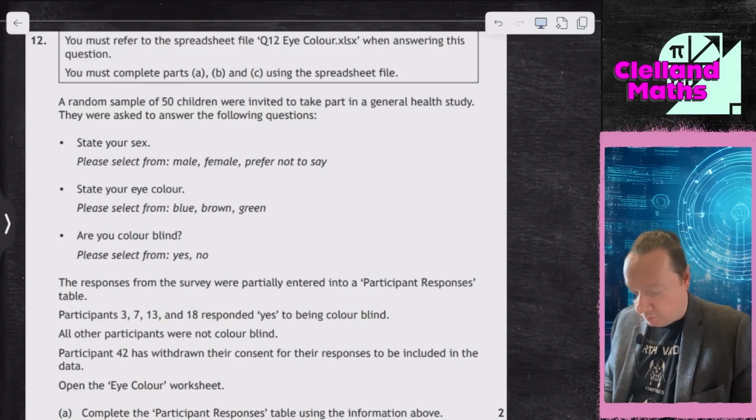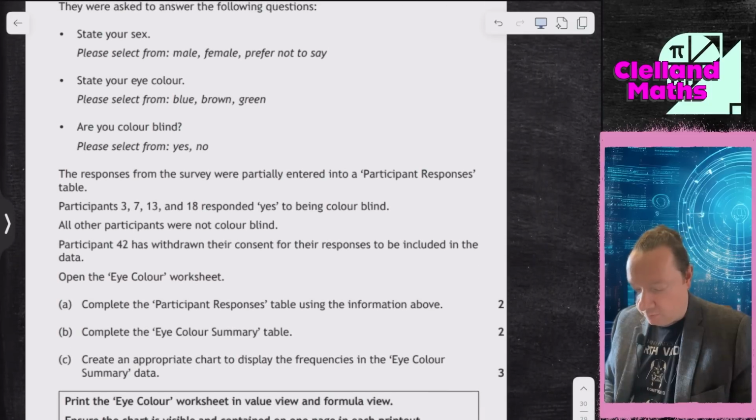The responses from the survey were partially entered into the participant responses table. Participants 3, 7, 13, 18 responded yes to being colourblind. Participant 42 had withdrawn their consent for the responses to be included. Open the eye colour worksheet. We have to complete the participant responses table using the information. Complete the eye colour summary table. Create an appropriate chart to display the frequencies of eye colour in the summary data.